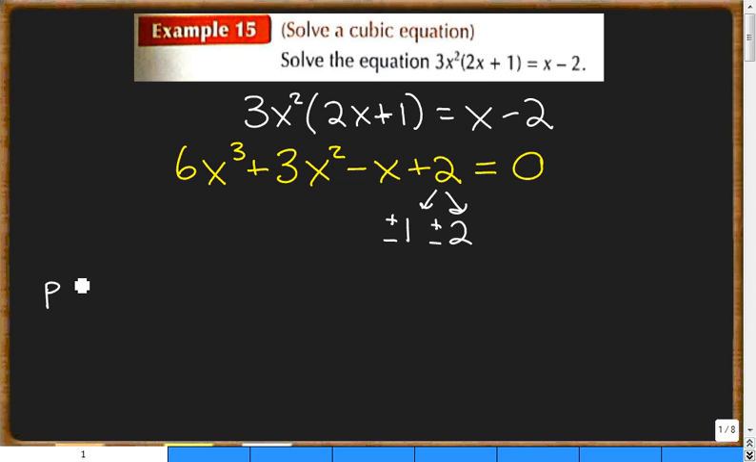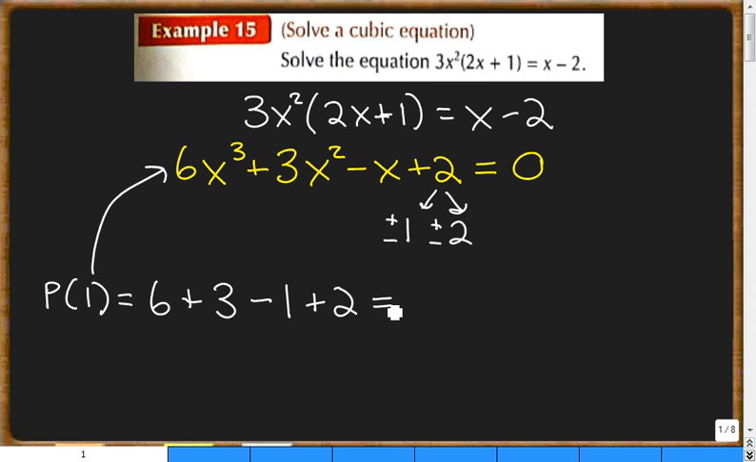If we used 1, which I always recommend starting with, plugging this in up here, we would end up with 6 times 1 cubed, which would make 6, plus 3 times 1, which would make 3, minus 1 plus 2. So this is going to equal 10. So not a factor. Now let's try negative 1.